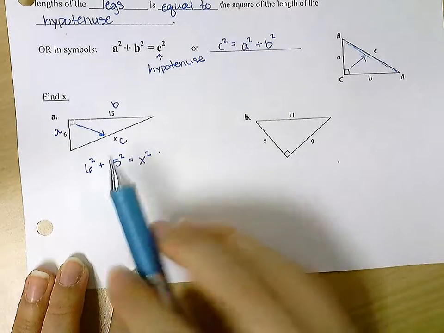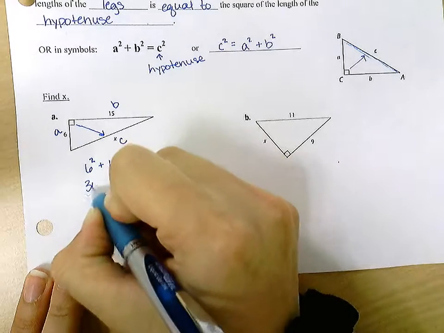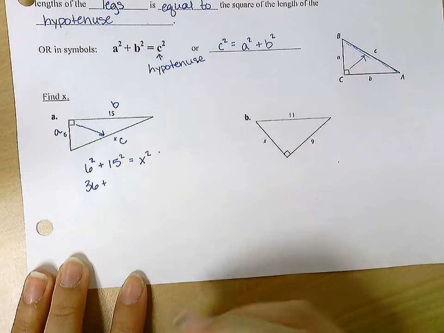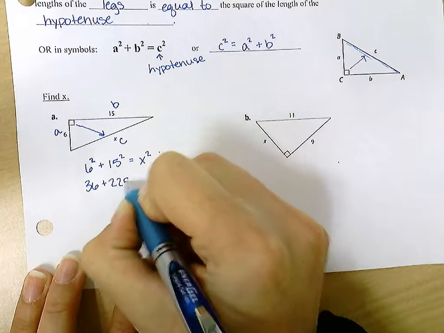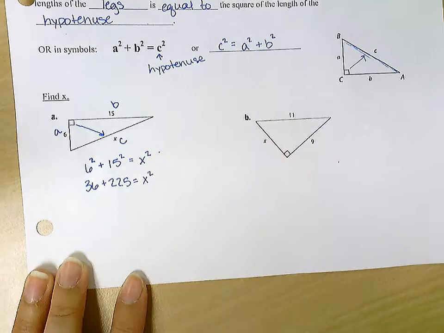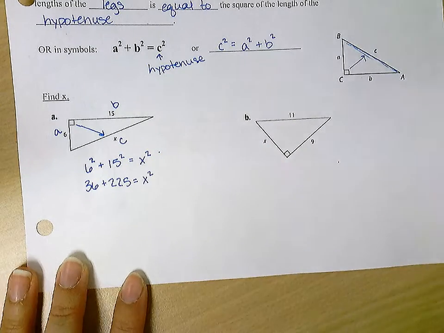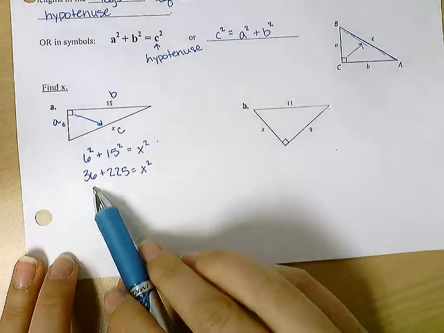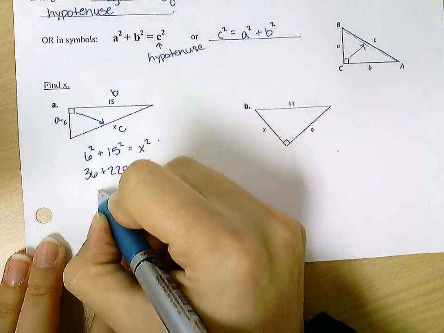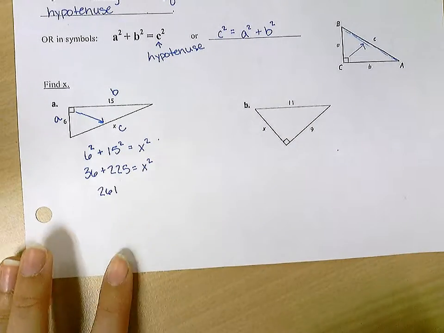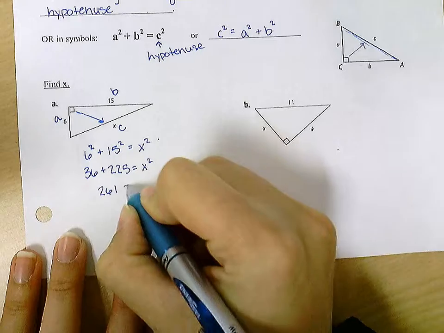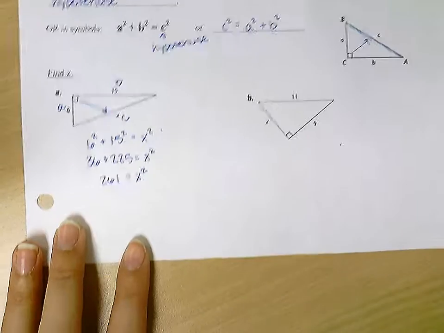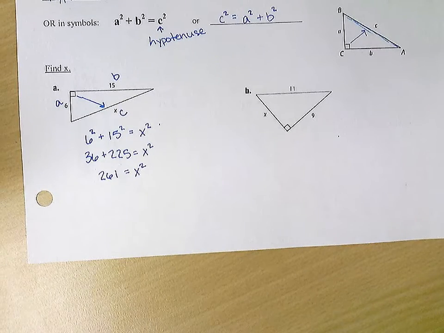Next, I would square each of my terms here. So 6 squared is 36. 15 squared is 225. That's equal to x squared. Next I add my two numbers together. That's 261 is equal to x squared. Now to get x by itself, I need to take the square root of both sides.